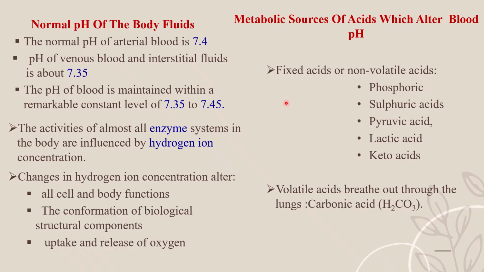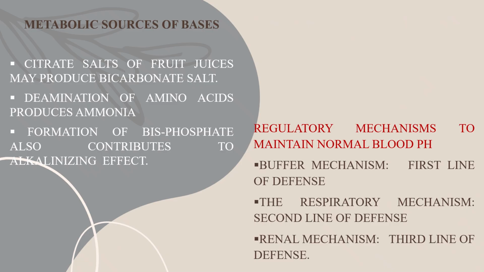Now, what are the metabolic sources of acids which alter the blood pH? So there are two types of acids generated in the body. One is the fixed acids, another is the volatile acids. Fixed acids, or non-volatile acids, are phosphoric acid, sulfuric acid, pyruvic acid, lactic acid, and keto acids. While the volatile acids we can breathe out through the lungs. That is the carbonic acid.